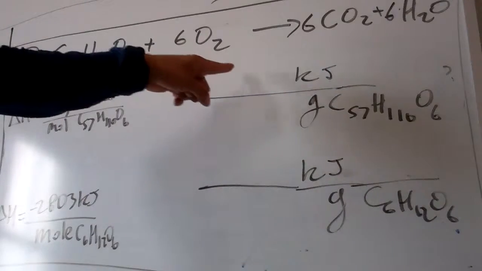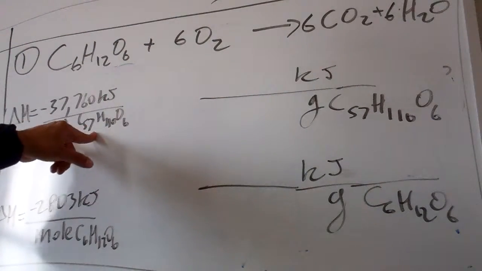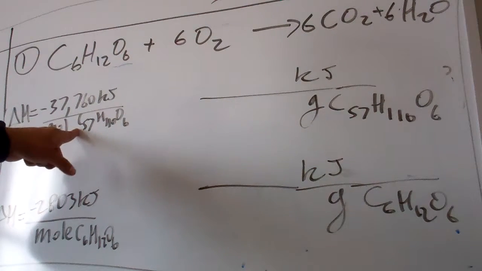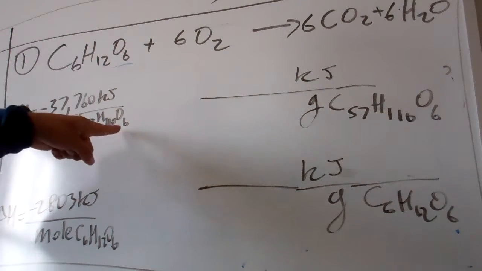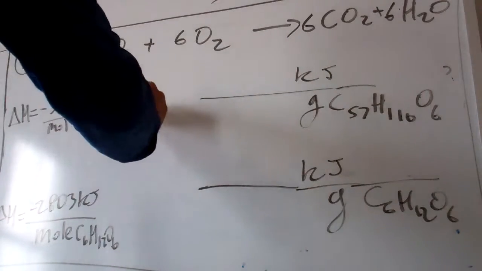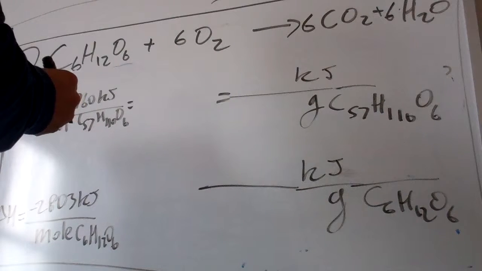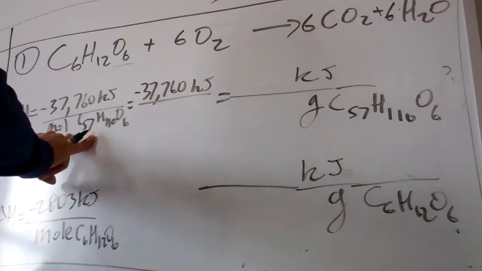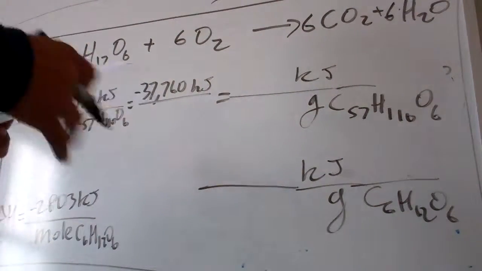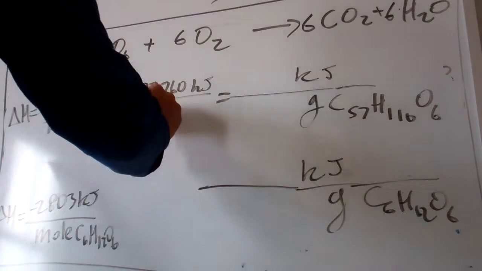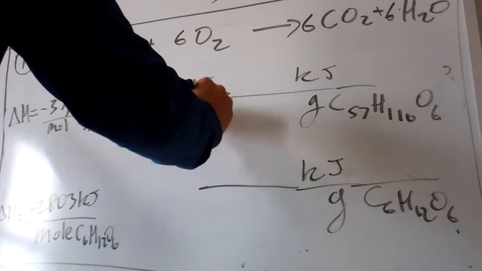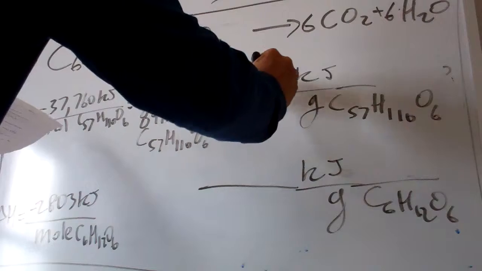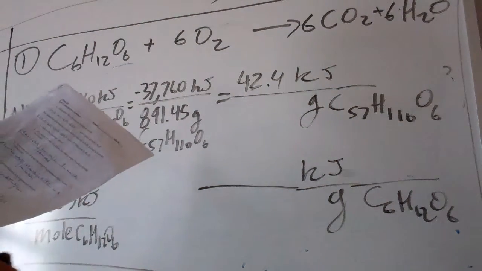But we're given kilojoules per mole, and we need to go kilojoules per gram. Now, the way to do this is if only we knew the mass of a mole of C57H110O6. Well, we do. Can we find the mass of a mole, 57 moles of carbon, 110 moles of hydrogen, and 6 moles of oxygen? Yeah! That's called the molar mass. So what you do, kids, is you start over, you have the enthalpy, 37,760 kilojoules, okay? And you find the mass of a mole of C57H110O6. You add everything in the periodic table. It's kind of a pain. You end up with 891.45 grams of C57H110O6. This divided by this, and you end up with 42.4 kilojoules per 1 gram of C57H110O6.